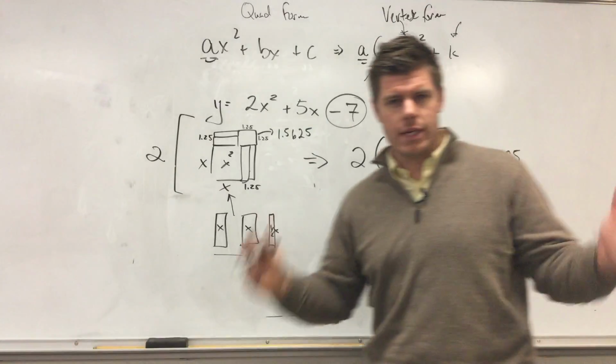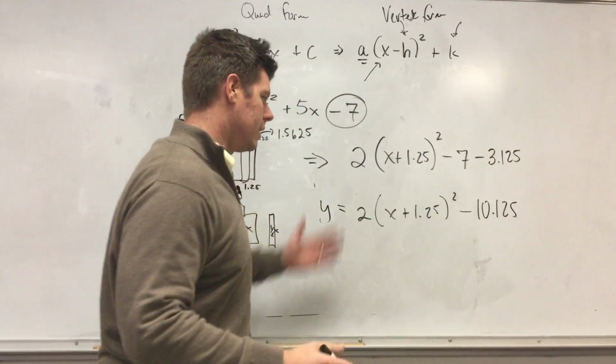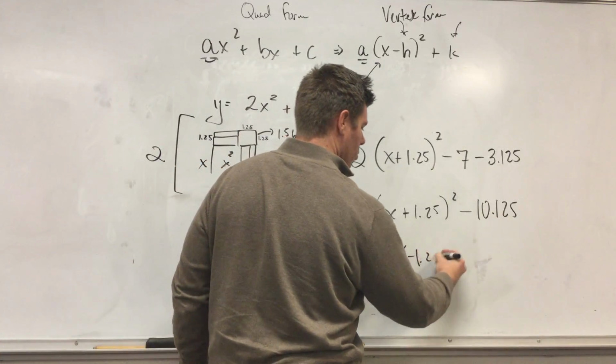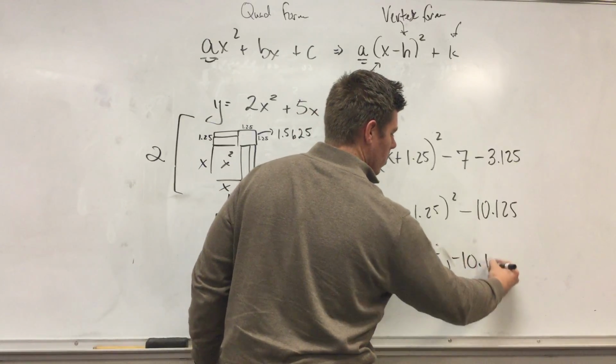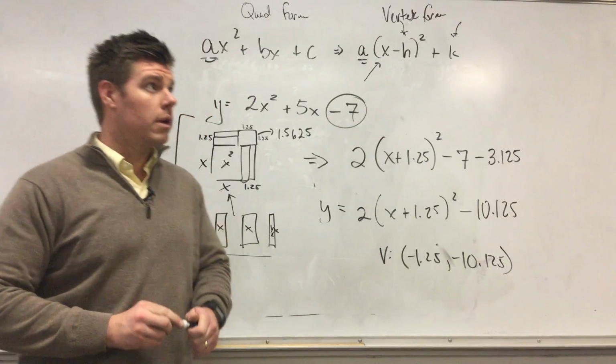And then I'm done. Vertex form is completed. I've got nothing to do except to say that my vertex for this one, if I were to write it, is at negative 1.25, comma, negative 10.125. And then I'm done. So I hope that helps with whatever it is you're working on.